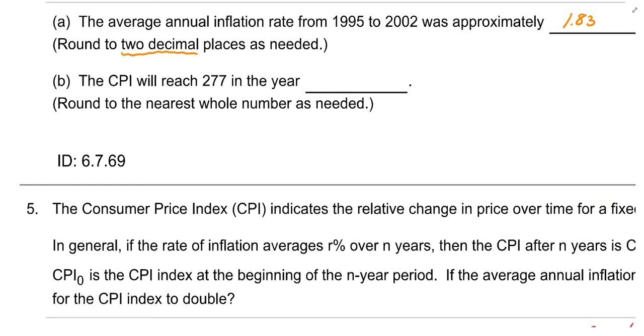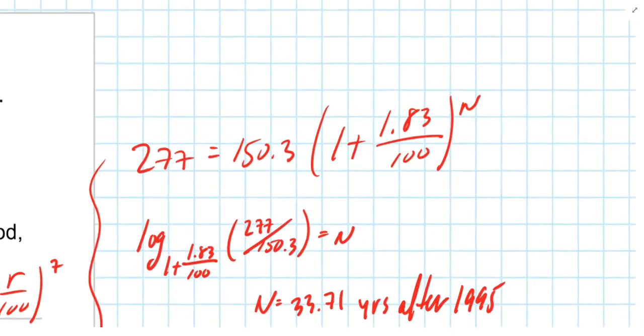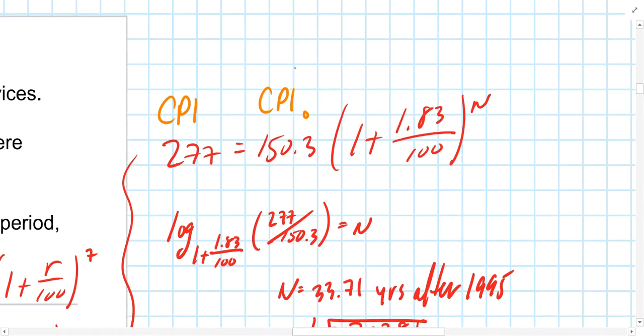Now part B is just a little bit different. This time we're saying that the consumer price index will reach 277 in some year that's unknown. We would like to know how much time it takes for the consumer price index to rise to 277. So this time around, we're saying that the CPI value will end at 277. We know that it started at 150.3. And remember, this was in the year 1995. We'll keep that in mind.